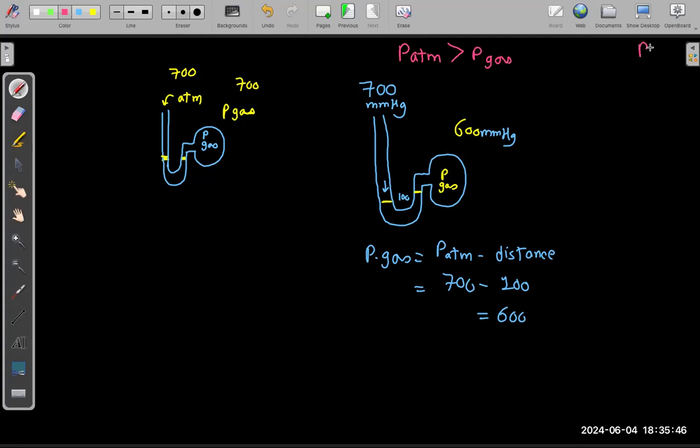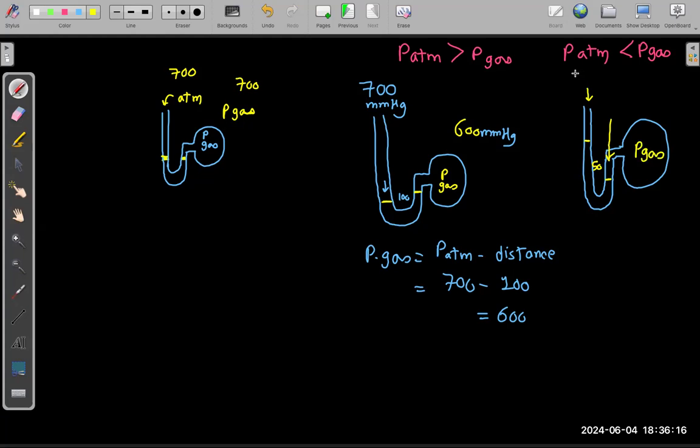What if the opposite happens? The pressure of the gas is more than the pressure of the atmosphere. In this case, the gas will be able to push more than the atmosphere. So the line of the gas will be lower and the line of the atmosphere will be higher. Why? Because this one is stronger, so it pushed more, while this one is weaker, so it pushed less. If the distance is 50, this means that the pressure of the gas is more than the pressure of the atmosphere. Let's say in our example, it was 660. It is more than it by 50. So in this case, the pressure of the gas is equal to the pressure of the atmosphere plus the distance. In this case, the plus.